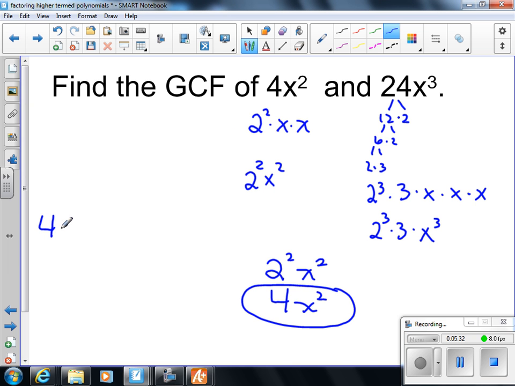Let's say that I was trying to find the greatest common factor of 4x squared and 24x. What would be the greatest common factor of those two? I could get a 4 out of both of them, but how many x's can I get out of both of them? Just 1. So we say then that 4x is the greatest common factor of those two terms.